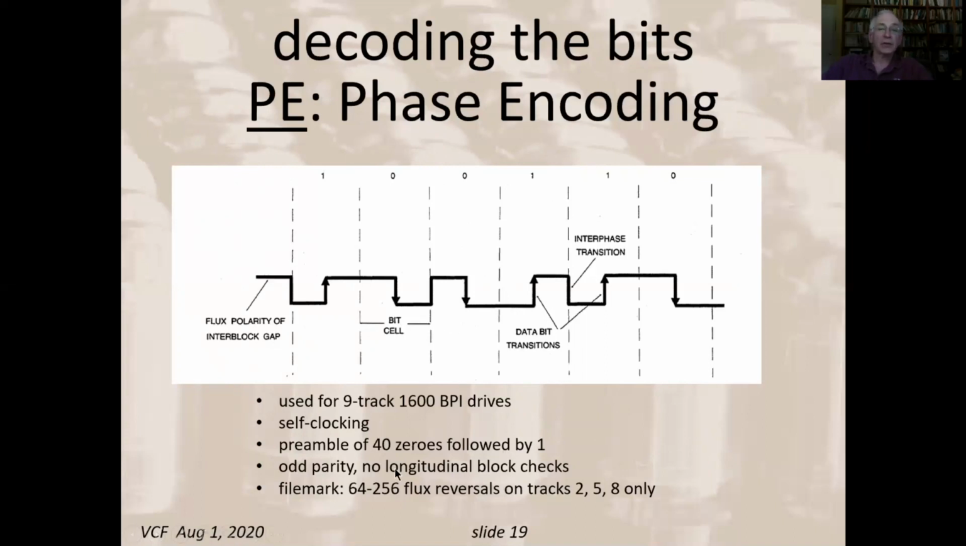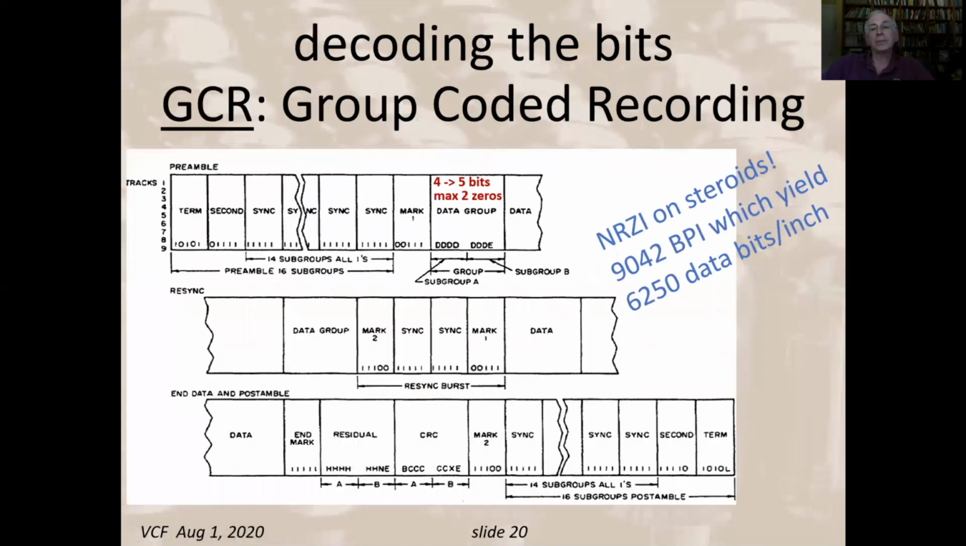All of these formats are different. They all have different kinds of error correction. They have different conventions for file marks. For example, in phase encoding, a file mark, which is a non-data block that represents the division between sections of the tape, is a whole bunch of flux reversals on tracks 2, 5, and 8 only, and silence on all the rest of the tracks. These are completely arbitrary definitions, and decoding for these are all built into the program.